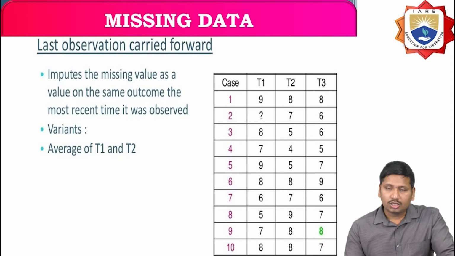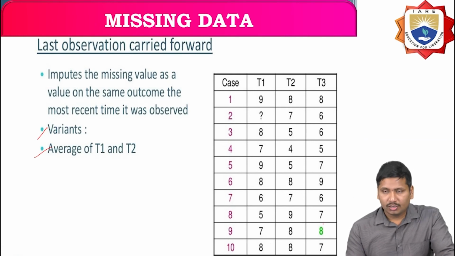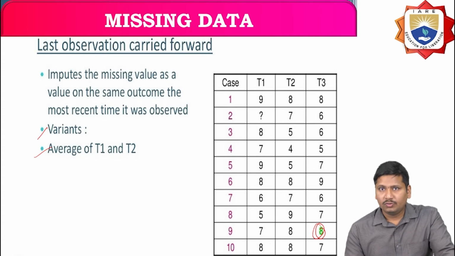And the next one is the last observation carried forward. So here you have to fill the missing value with the value based on the same outcome at the most recent time we observed. So I can fill the missing value with the average of T1 and T2, since I'm getting the missing value in T3. Right, so the last observation carried forward means that where I'm getting the missing value, that missing value is going to be filled with the outcome that occurs most recently that was observed.